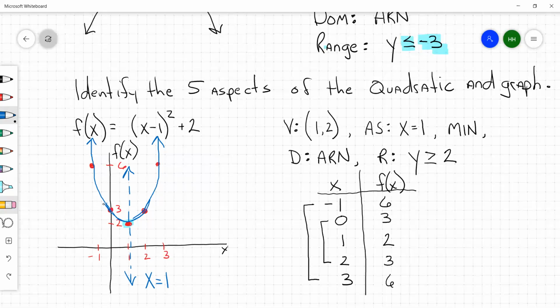Anybody have any questions on any of that? I don't see it as being particularly difficult. It's just a matter of understanding the direction and these 5 aspects of these quadratics.